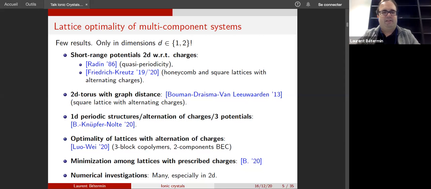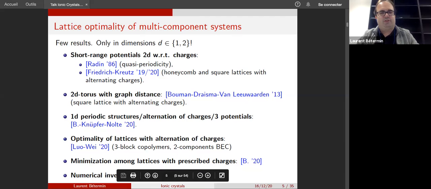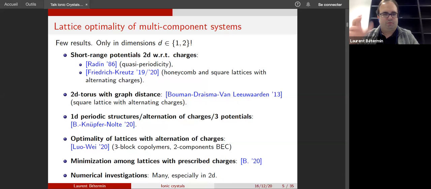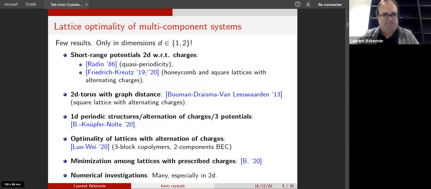And more recently, there are these two papers by Luo and Wei about free block copolymers and two-component Bose-Einstein condensates, where they show the optimality of some lattices when you fix the structure to be a lattice, and when you optimize among lattices. That's basically what I want to talk about, not about these papers, but something a bit related. And a recent paper I wrote about minimization of lattice energy with prescribed charges. So something that actually could come after this talk, because it's based on the result of this talk.